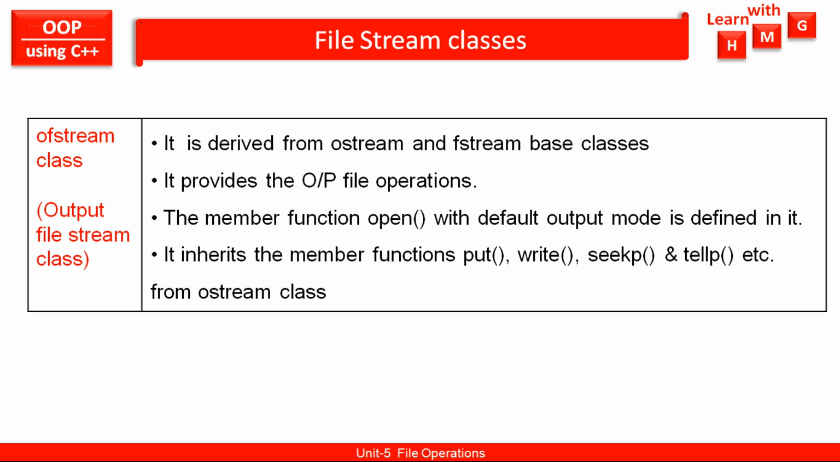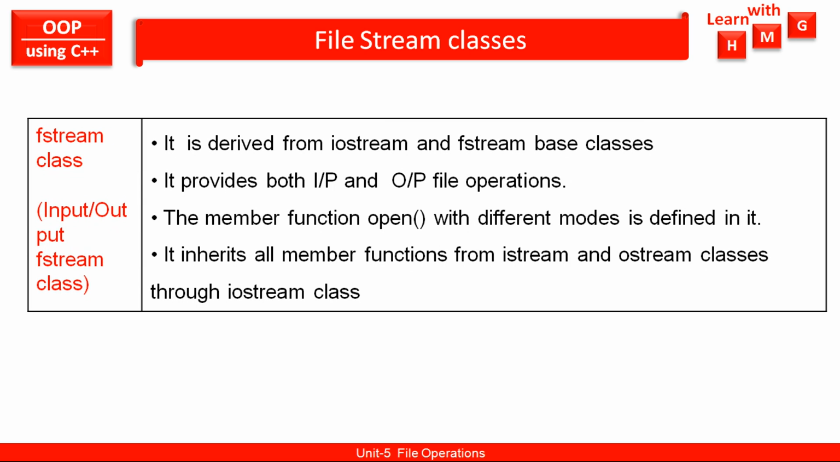The next class is the fstream class, that is the input output file stream class. It is derived again from two classes, that is iostream class and fstream base class. So these are the two base classes for this class. It provides both operations, input as well as output. The ifstream class provides input file operations, the ofstream class provides output file operations, while this fstream class provides both input as well as output file operations.